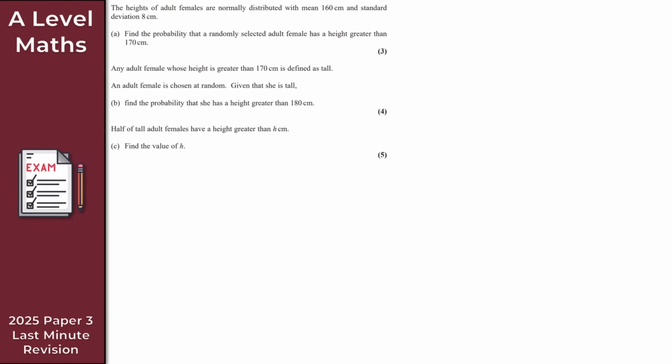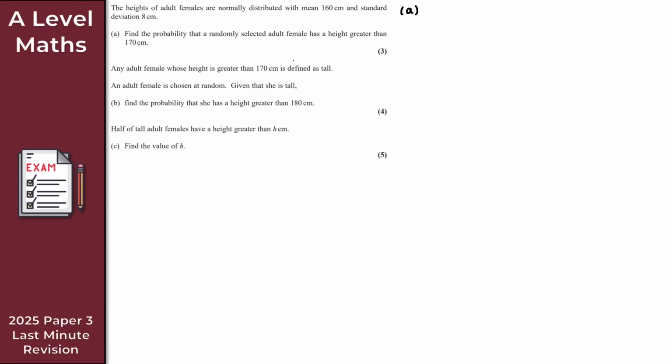So for the next question here, question 5, we have a question on the normal distribution. So what we've got here then is the heights of adult females that are normally distributed with a mean of 160 centimeters and a standard deviation of 8 centimeters. Now for the first part of this question, then part A, all we want to do here then is just find the probability that a randomly selected adult female has a height greater than 170 centimeters.